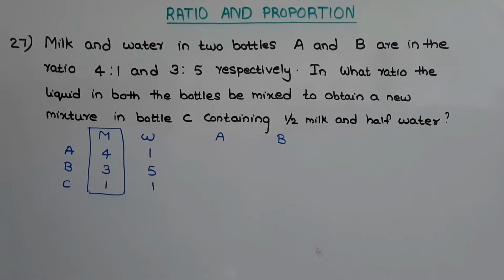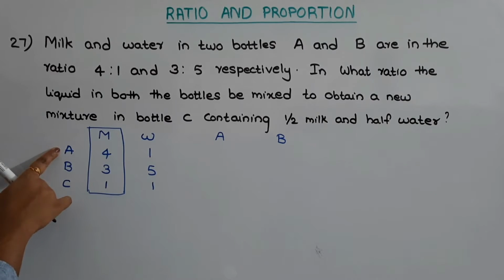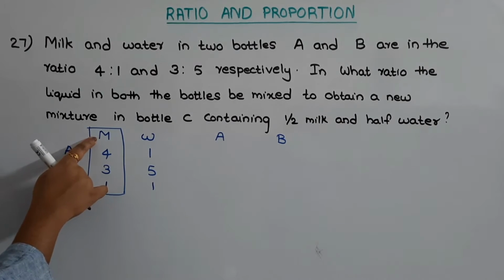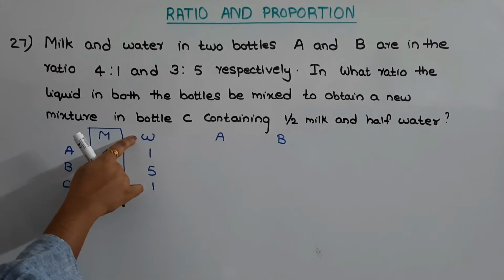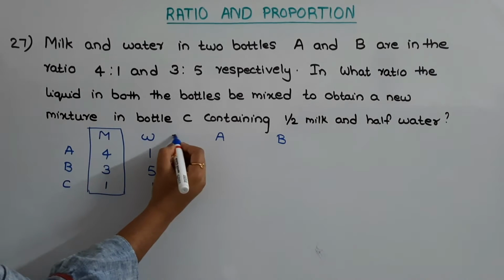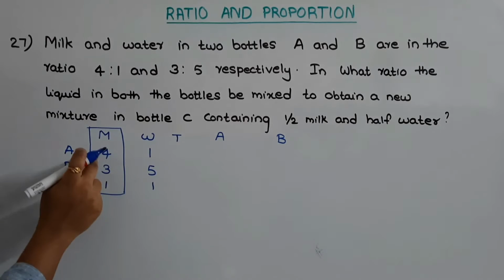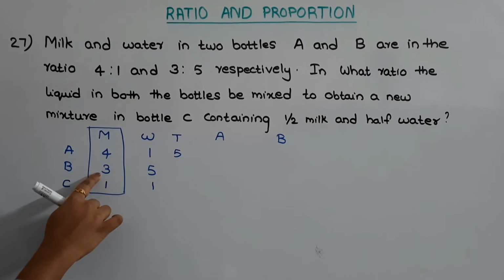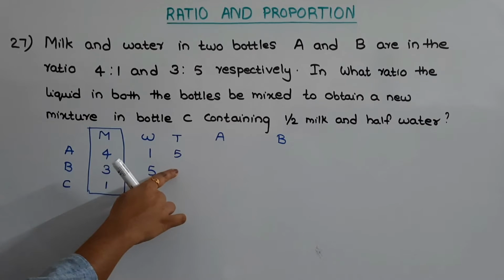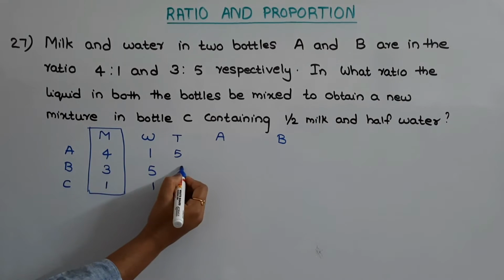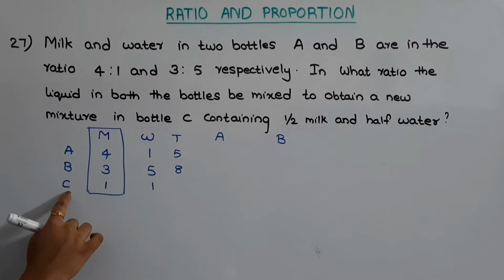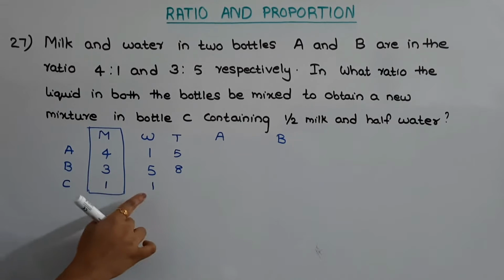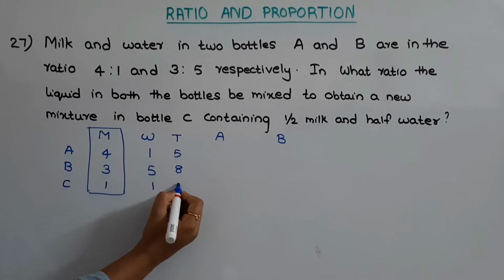So if in bottle A 4 liters of milk is present and 1 liter of water is present, then what will be the total quantity of the mixture? That will be 4 plus 1, that is 5. And in bottle B the total quantity of mixture will be 3 plus 5, that is 8. And in bottle C the total quantity of the mixture will be 1 plus 1, that is 2.